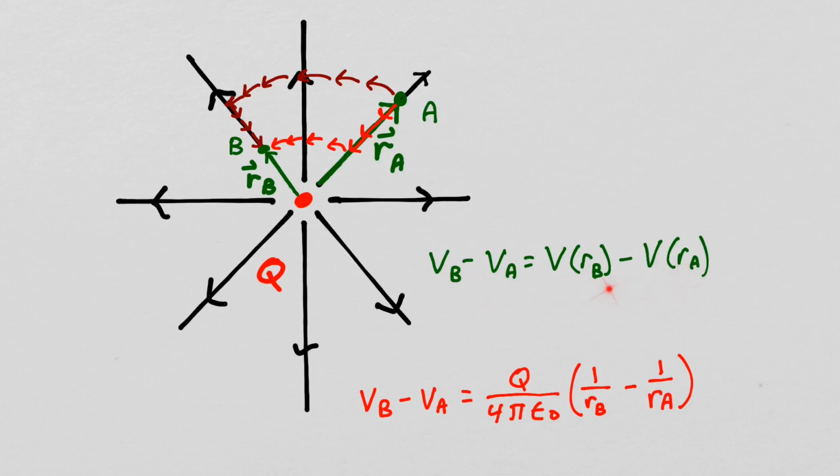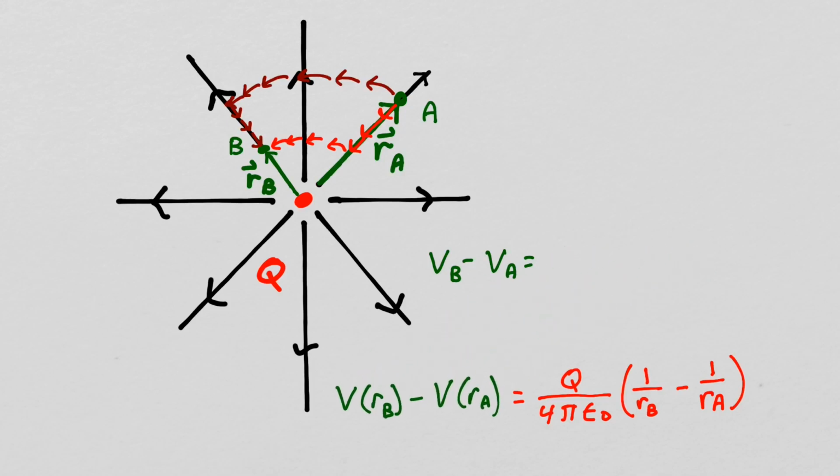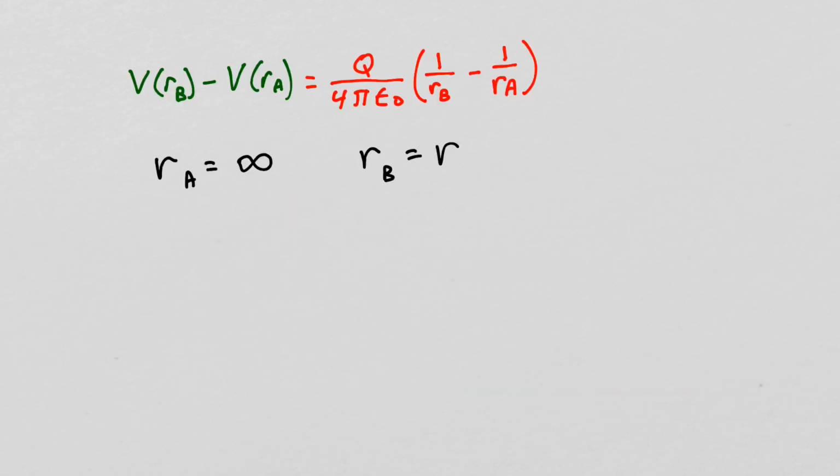So I can replace V sub B minus V sub A with V at R sub B minus V at R sub A. Let's pick for R sub A the point infinity, and let's rename R sub B as R.